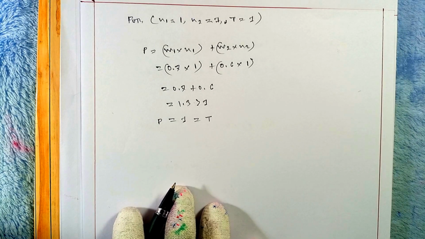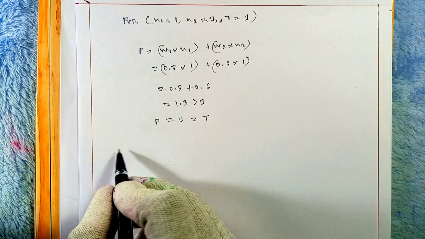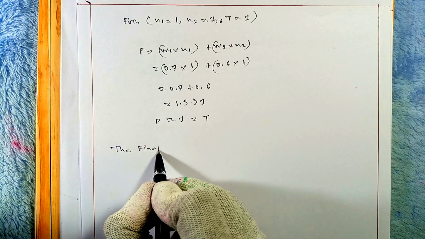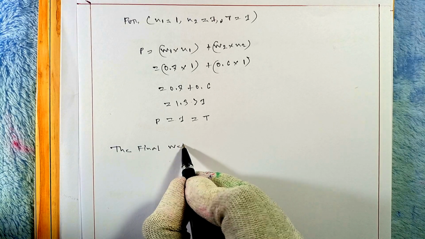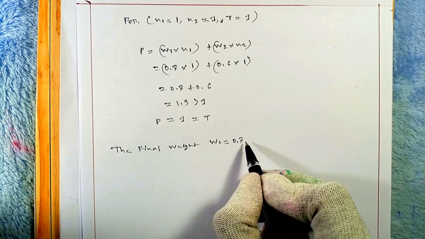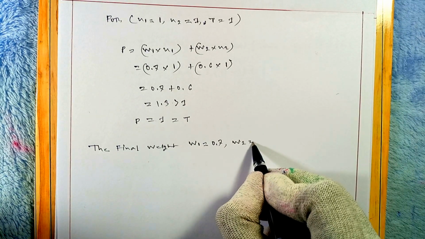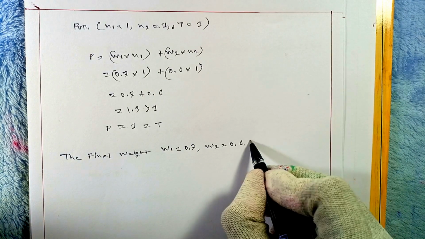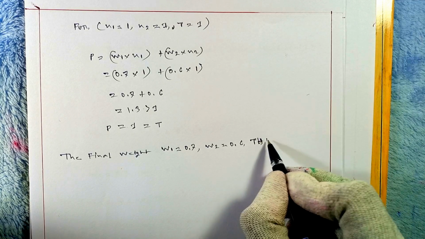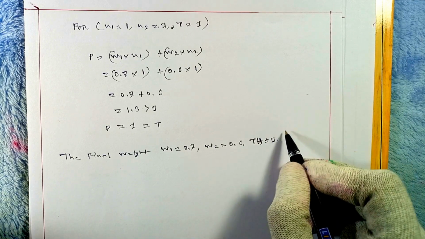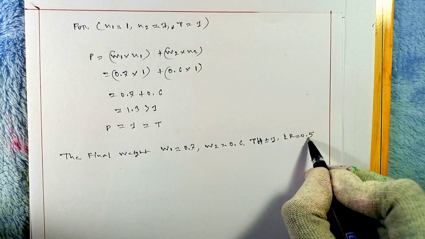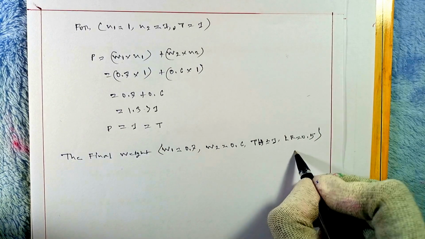So we got our final result, that is our final weights: w1 equal to 0.7 and w2 equal to 0.6, the threshold is 1, and the learning rate was 0.5. That is the answer.